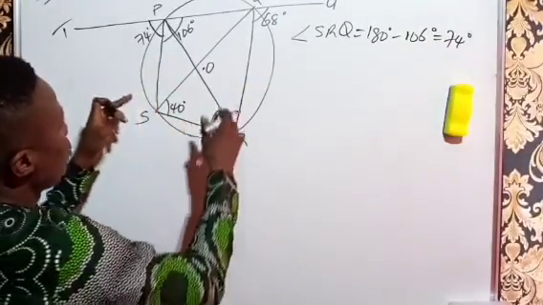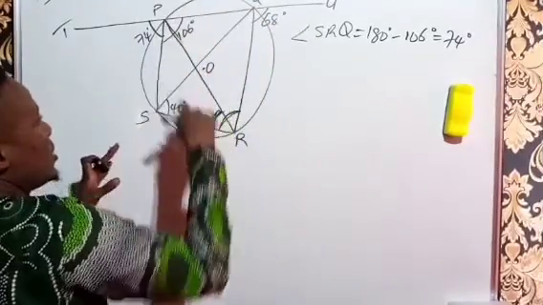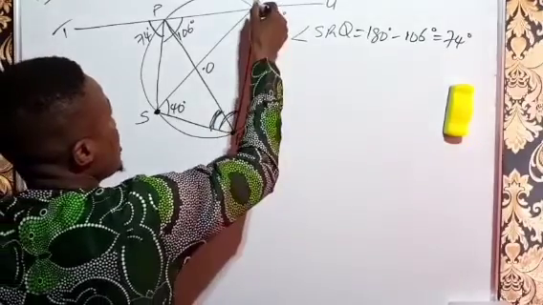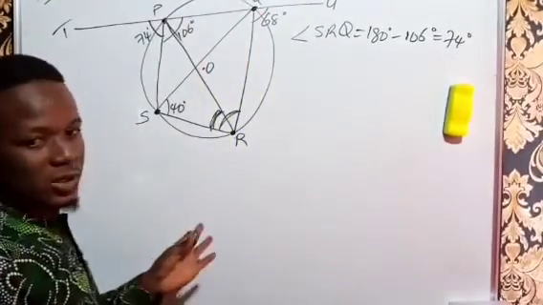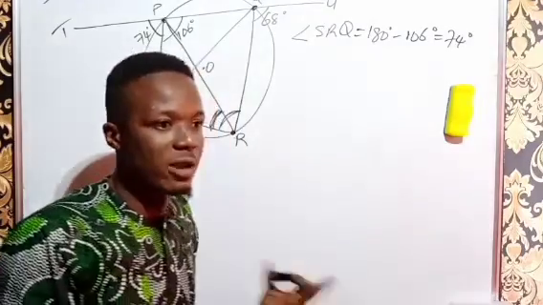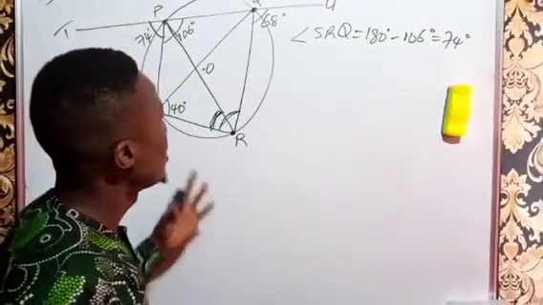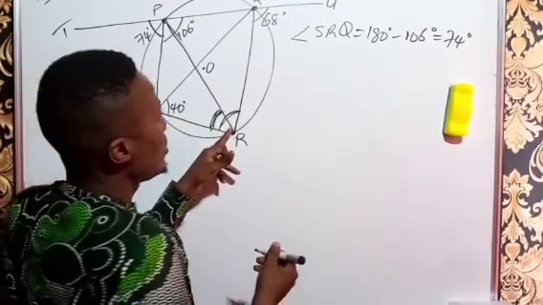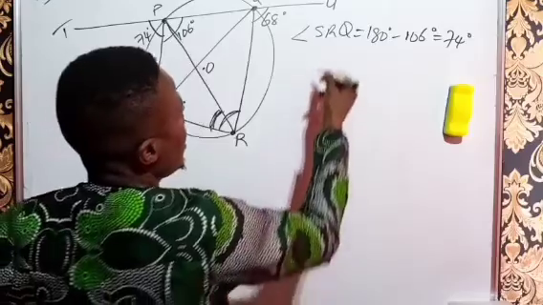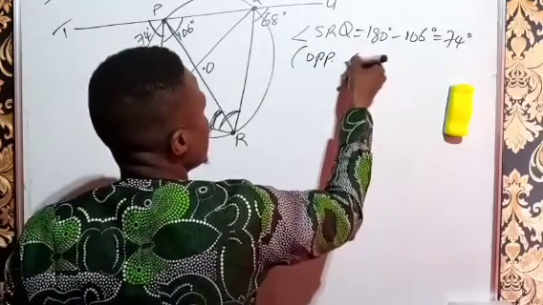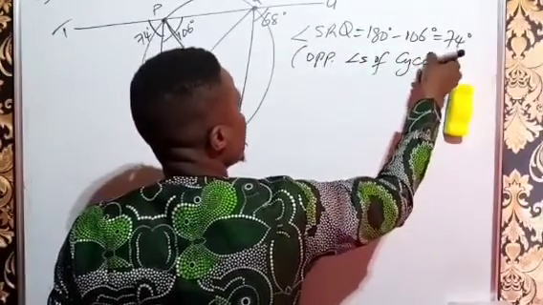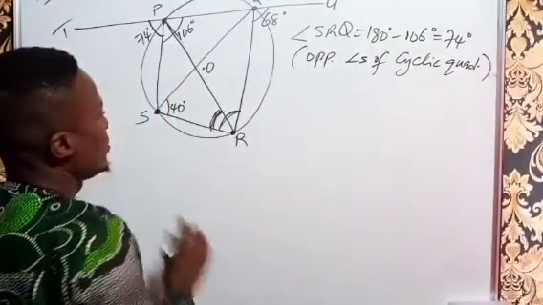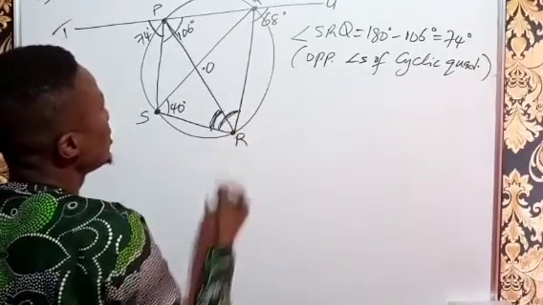What's the reason? When you have a cyclic quadrilateral, the quadrilateral is a shape with 4 sides. When you see that all the vertices of the quadrilateral are touching the circumference of the circle, you know it's a cyclic quadrilateral. And opposite angles of every cyclic quadrilateral are supplementary. That is, they sum to 180 degrees. And this angle at R here will be 180 minus 106. Reason: opposite angles of cyclic quadrilateral. Okay, so I've got 74 degrees, the total angle here.